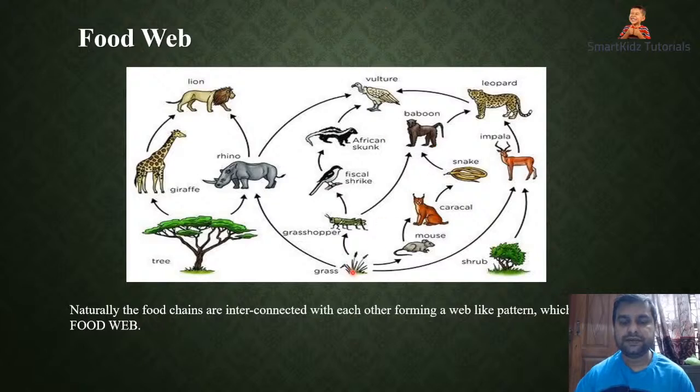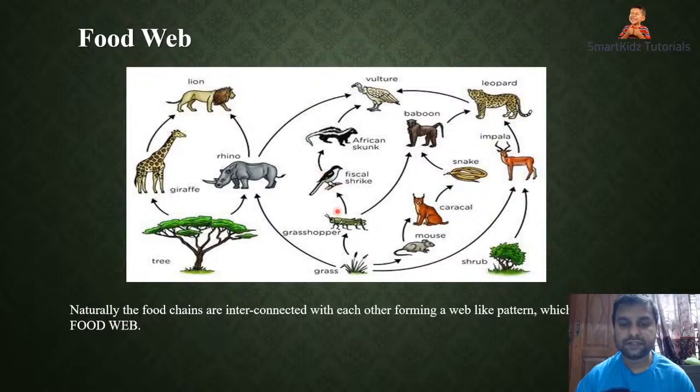And similarly, you have other web patterns over here, wherein you have grass, and then there's a grasshopper feeding on the grass, and this grasshopper would be fed on by a bird and also by a baboon. A baboon would be eaten by a leopard. Okay, and the cycle continues this way.